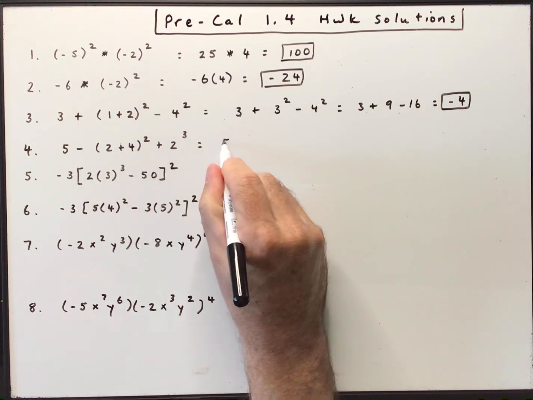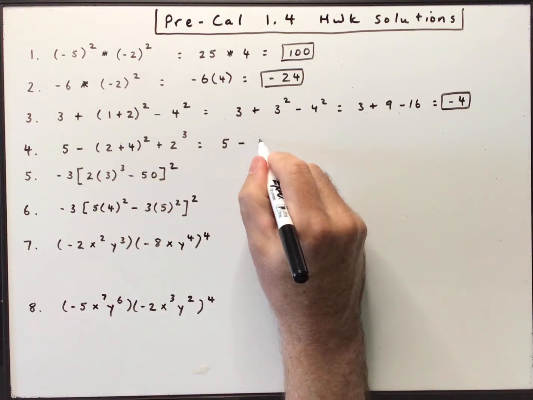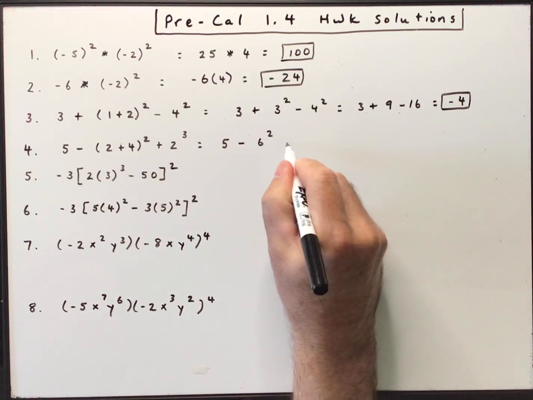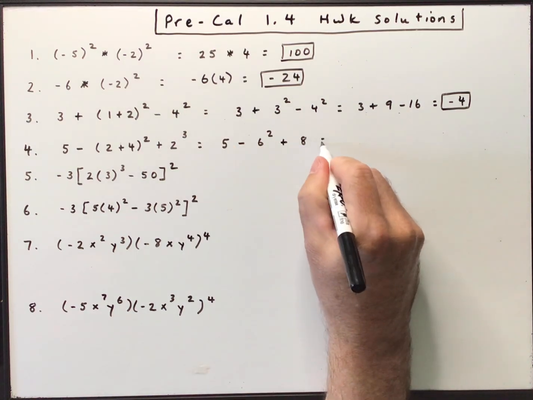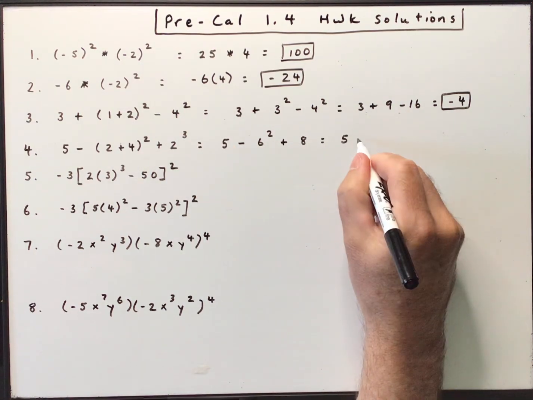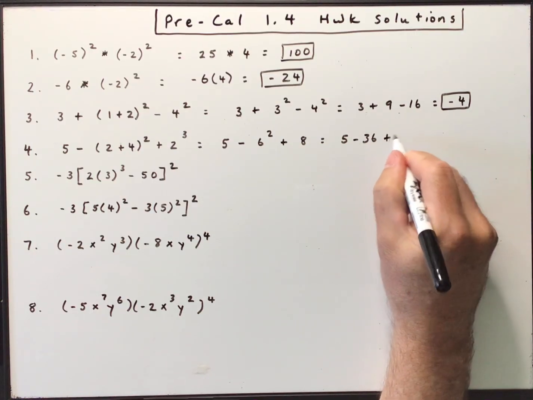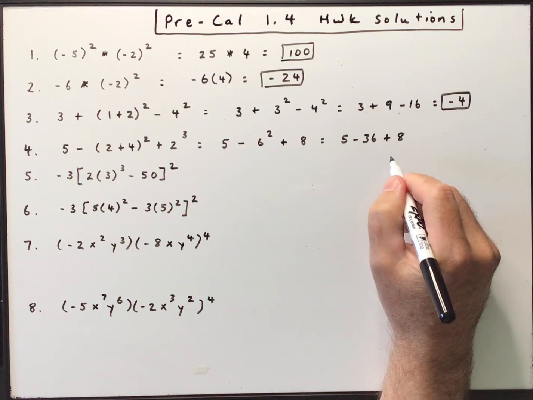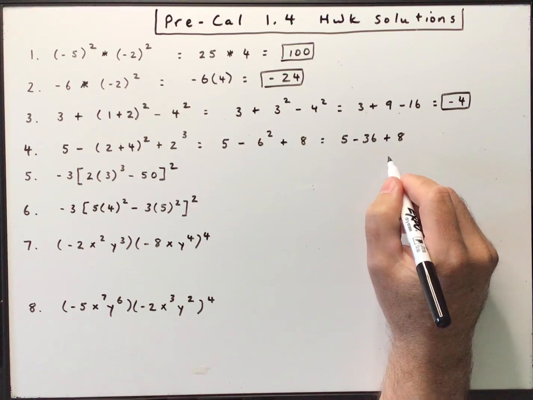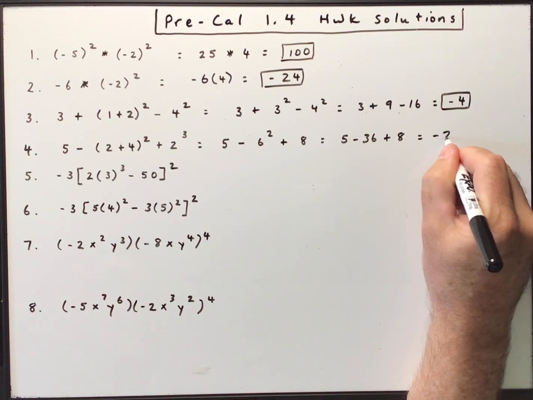Okay, so we have 5 minus 2 plus 4 is 6, so that'd be 6 squared, plus 2 cubed is 8. That's going to be 5. 6 squared is 36, so minus 36 plus 8. All right, that's going to be 13 minus 36, which would be -23.